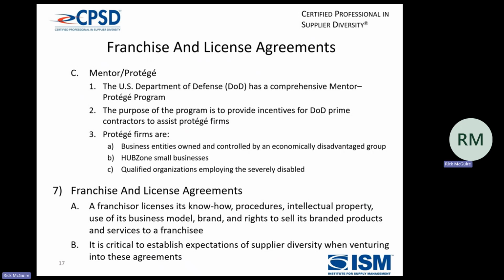Franchise and license agreement. A franchisor licenses its know-how, procedures, intellectual property, and use of its business model, brand, and rights to sell its branded products and services to a franchisee. McDonald's is a franchise operation. It is critical to establish expectations of the supplier diversity when venturing into these agreements.